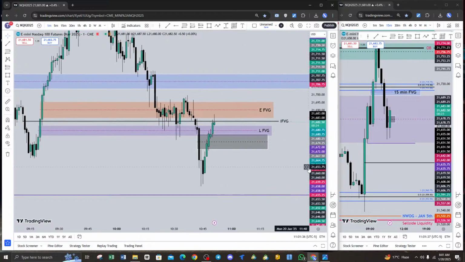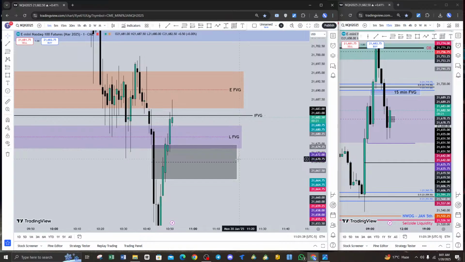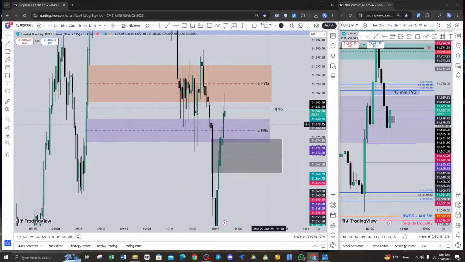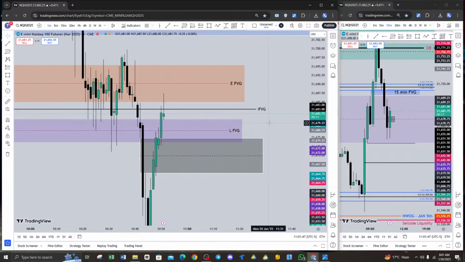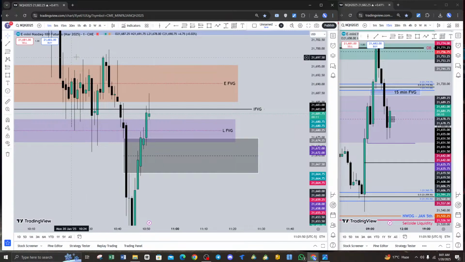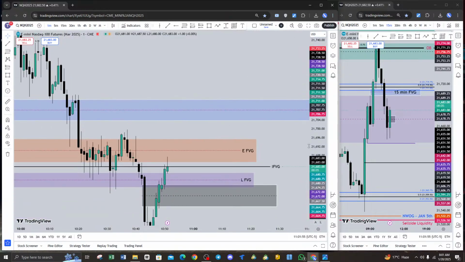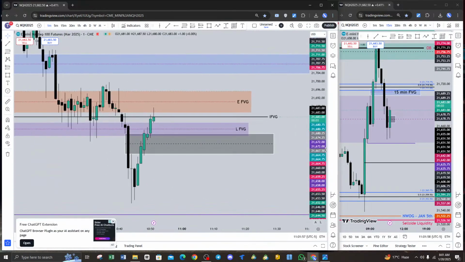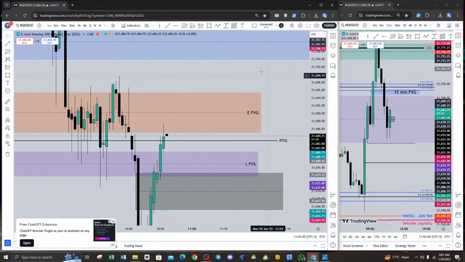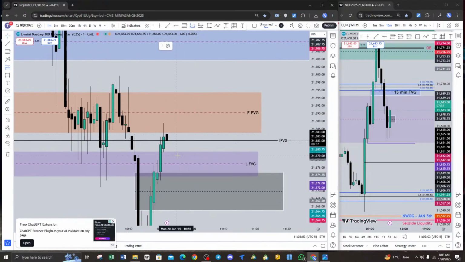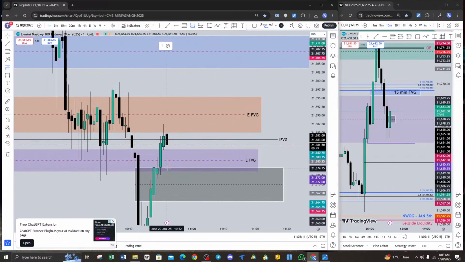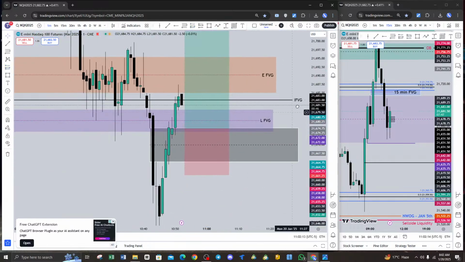So I will consider this as an inversion fair value gap. Let's see, the market simply took all the sell side liquidities and all the buy side liquidities over here. So let's see what happens. I want to go for an entry from here. No, sorry, wait, from the inversion fair value gap.